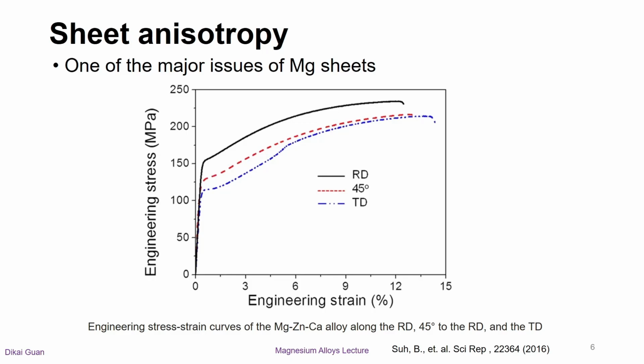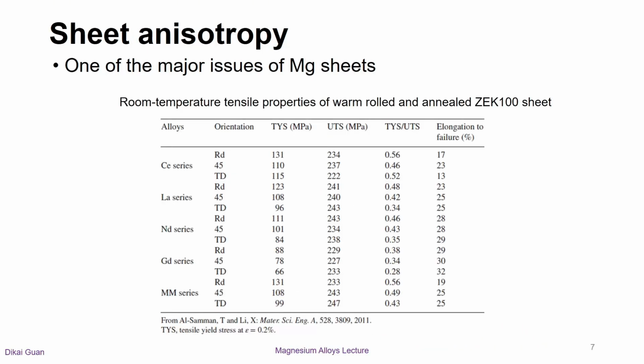It shows that both yield and tensile strengths are highest along the RD, followed by 45 degrees to the RD and the TD, while elongation values show the opposite trend. Here I want to say RD is short for rolling direction, TD is short for transverse direction. This table lists tensile properties of ZEK100 with different alloy additions tested along the RD, TD, and at 45 degrees to the RD.